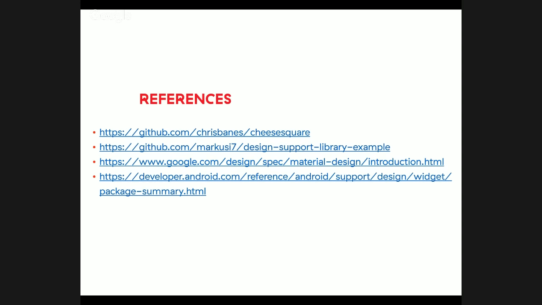Here are the references. The first one is Cheesesquare. It's developed by Chris Banes, an Android Google developer. The library came out just a few days after the design library was introduced. The second one is my library example, and those two are the Google Material Design Guidelines and a reference to the Android Design Support Library.